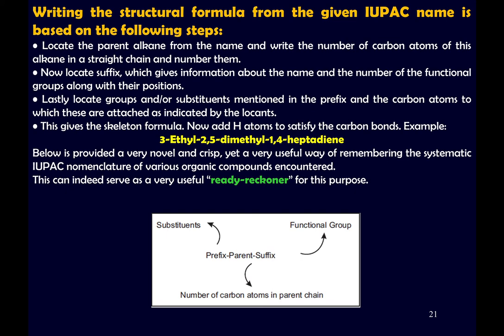And come back to the example. So you have two unsaturated positions at 1 and 4, that is your primary functional group, so 1,4-heptadiene. And then you have three substituents, 2,5-dimethyl and 3-ethyl. So they will come as prefix.